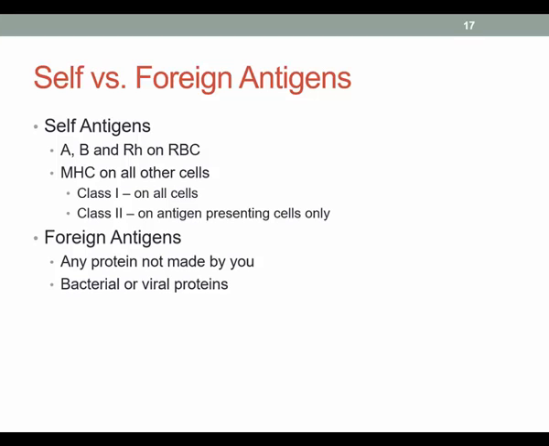This is what they would have to match up if they wanted to give you an organ, for example. So if I needed a kidney, the MHC on that kidney better match my MHC, or my immune system is going to see that new kidney as foreign and attack it. Any protein that you don't make would be foreign to you. And of course all bacterial proteins and viral proteins are going to be foreign, and hopefully your immune system will see that and say, oh, you're not me, I'm going to attack and destroy you.